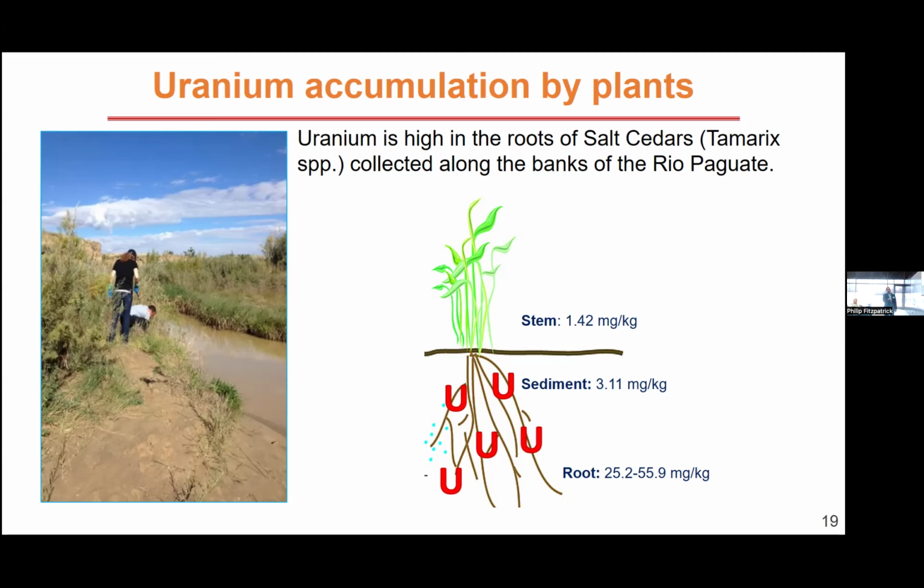we saw that some of the sediment here is more what I call background concentration of uranium, around 3 milligrams per kilogram. But we started to see that the roots had 20 to 50 milligrams per kilogram. I'm like, okay, well, this is at least 10 times higher or more than what the sediments have. But in this case, we didn't see much accumulation in the stems.